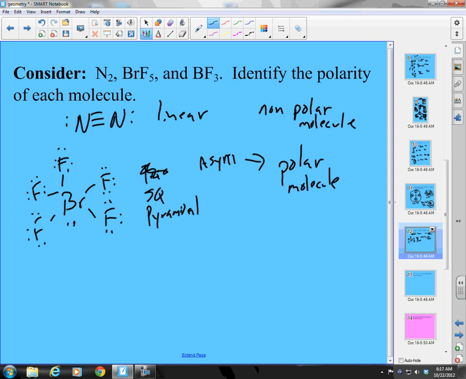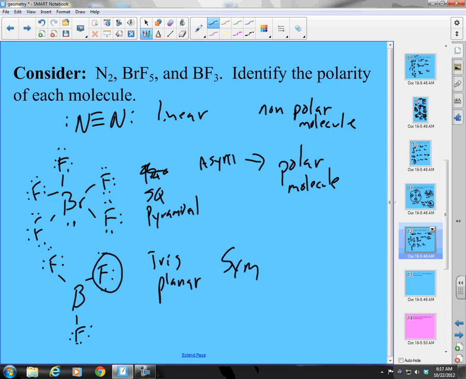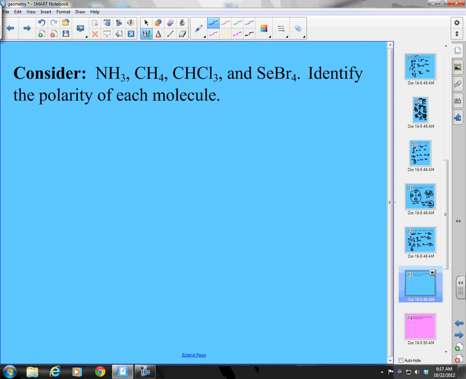Good. And then finally, we have my boron trifluoride, right? And we said the shape of this was trigonal planar, and we all know that trigonal planar is symmetric. Do I have the same atoms surrounding my central atom? Do they have the same electronegativities? Yes, so this would be a non-polar molecule. Okay, great. All right, let's try these. Give this a shot, and I'll give you a hint. There's a trick here. Go.